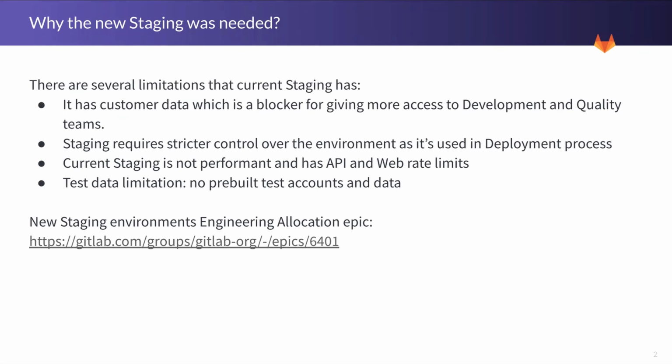For example, if something goes wrong when an engineer makes a change on staging, the environment needs to be fixed. During this period, the deployment process will be blocked. Also, staging is not performant and has API and web rate limits and test data limitations. So the quality and infrastructure teams collaborated on building a new staging environment that will resolve these issues. Please see more details in the epic.